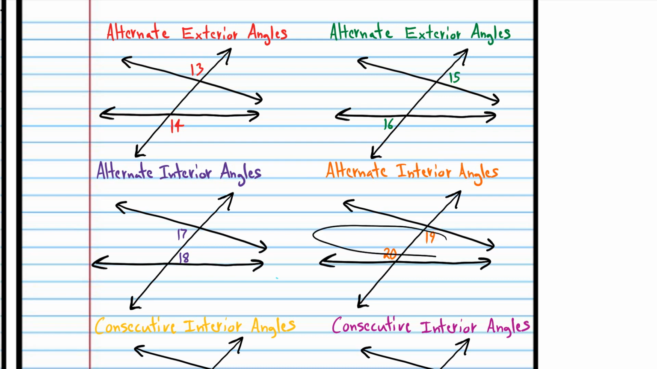So again, you have the interior. This is the exterior out here. Then you have the interior, and they're on opposite sides of the transversal, to the left of the transversal, to the right of the transversal. These are very important terms that we're learning here.